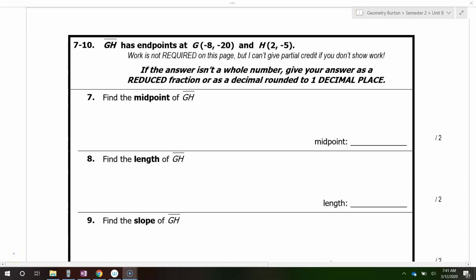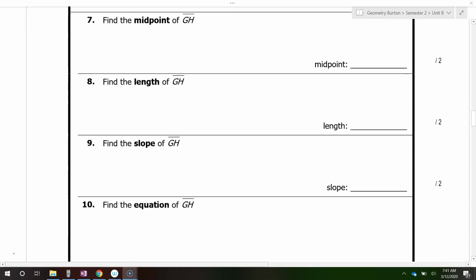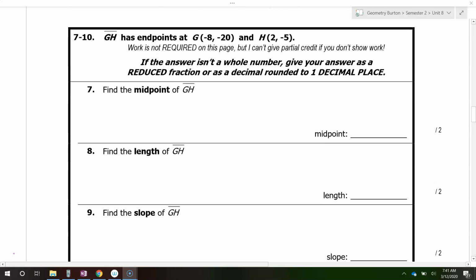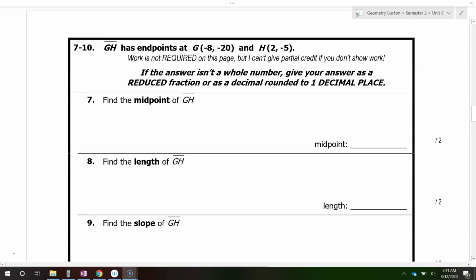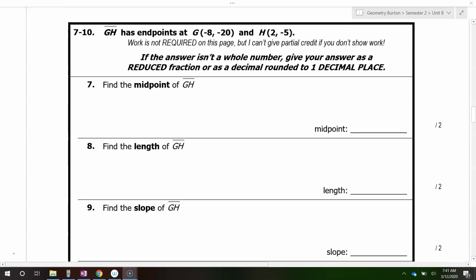In this video, I will show you how to calculate the midpoint, the length, and the slope of a segment given its endpoints. And ultimately, I will also show you how to find the equation of the line that goes through those 2 points. Okay, so first of all, the midpoint.